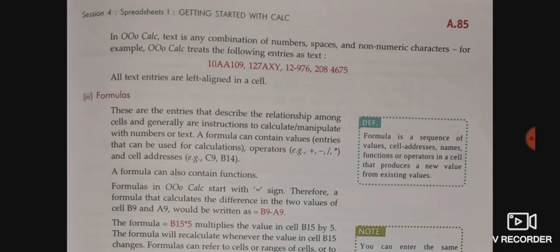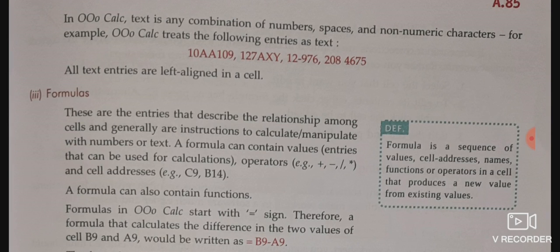See here, 10AA109, 127AXY, 12-976. These are text entries, they are not numbers. And list the one like 2084675. This is also a text entry.